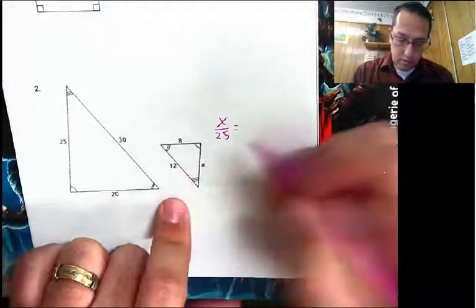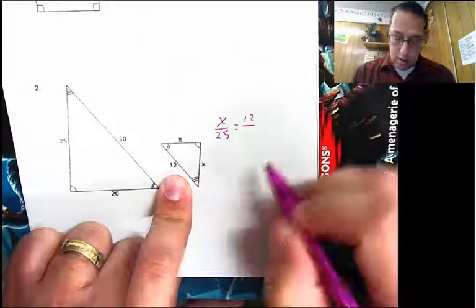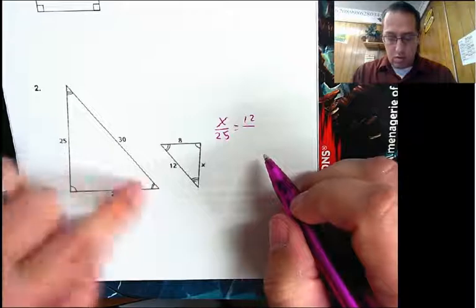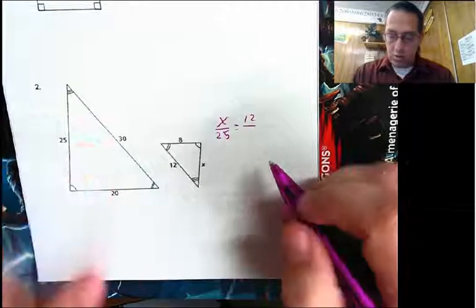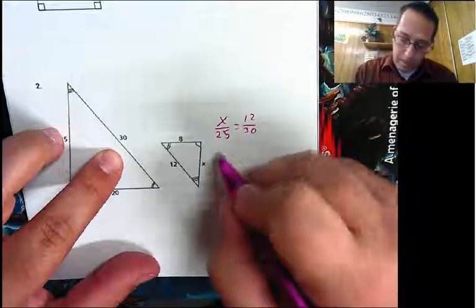No, not 12 and 20. 12 doesn't go with 20, does it? Okay, well, let's take a look. So 12 is going to go with 30 because it's 2 and 3 tick marks, so 12 goes with 30. All right, so this is kind of big, but that's okay.